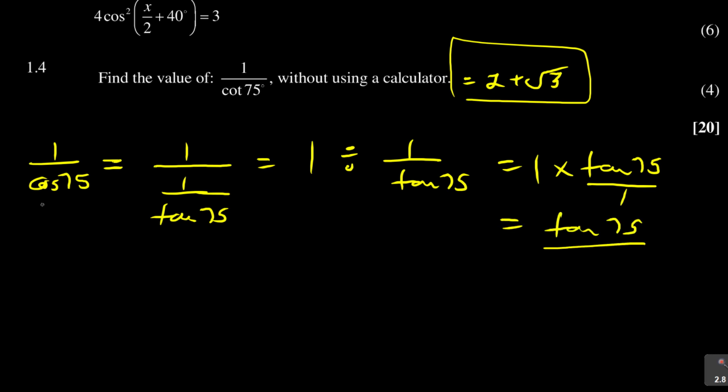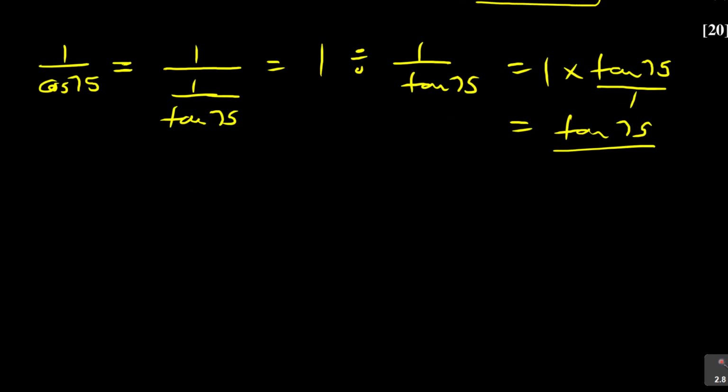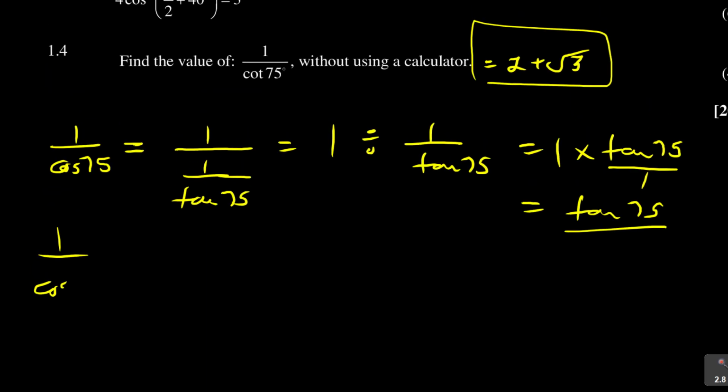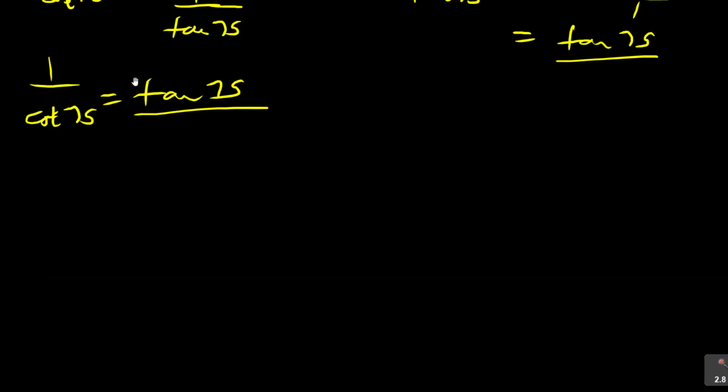See that? So in a way, you can say 1 over cot 75 is tan 75. Then you are going to simplify tan 75. So let's simplify that. What is tan 75?